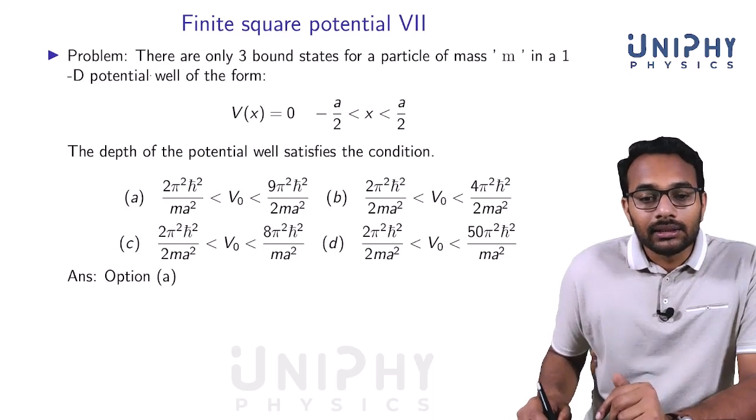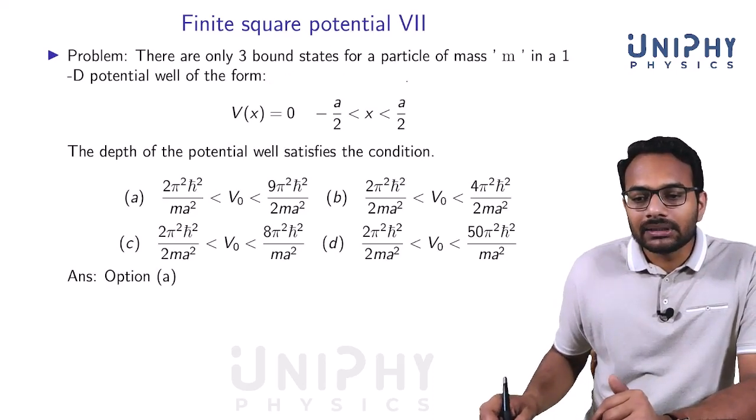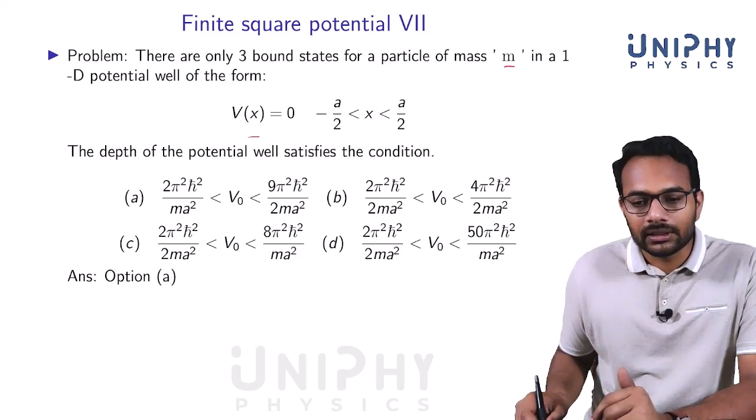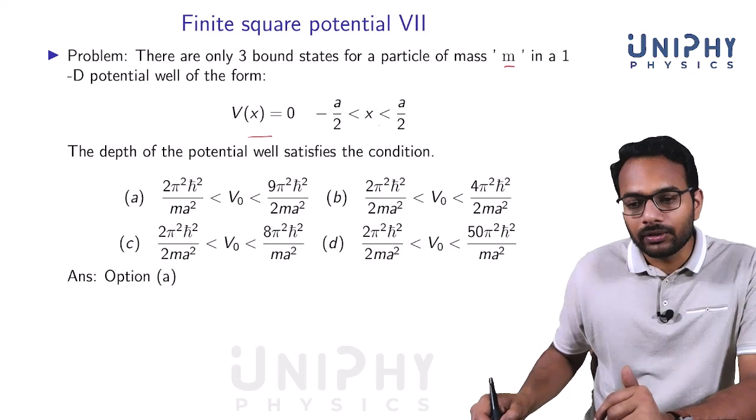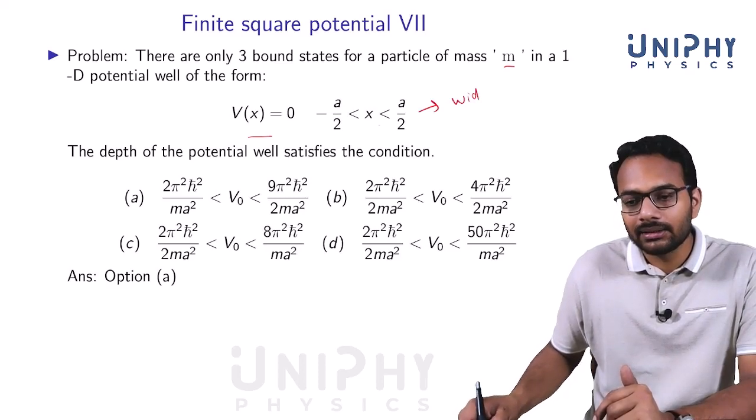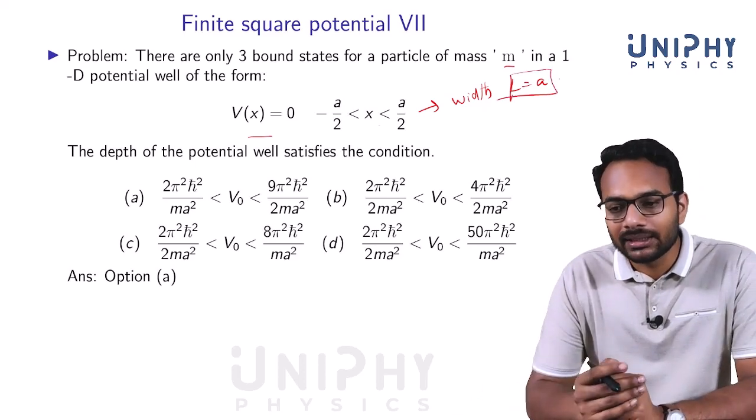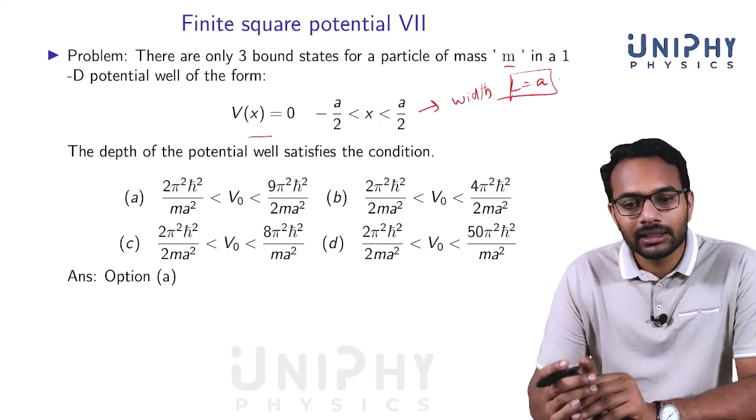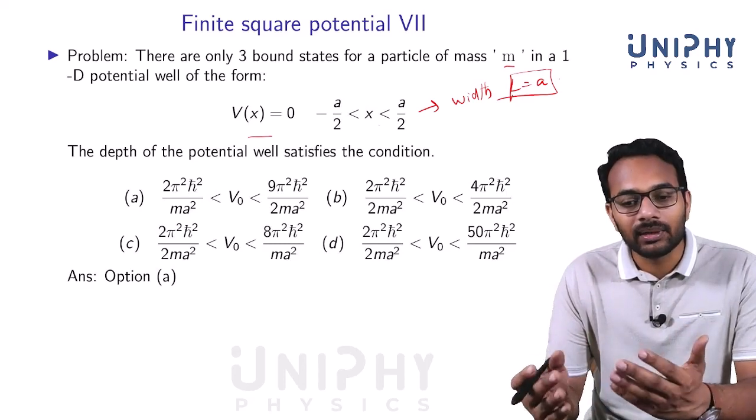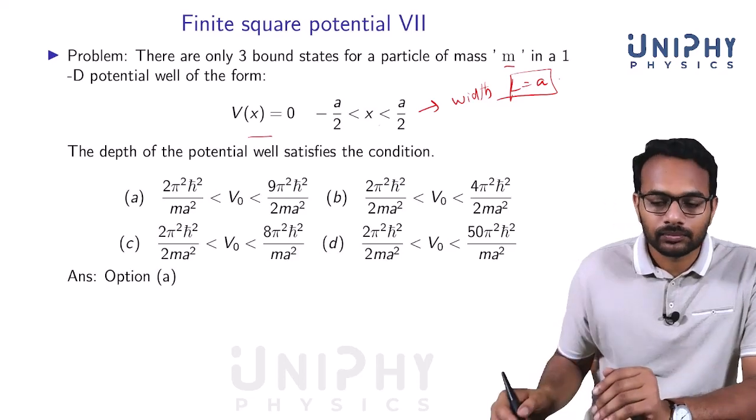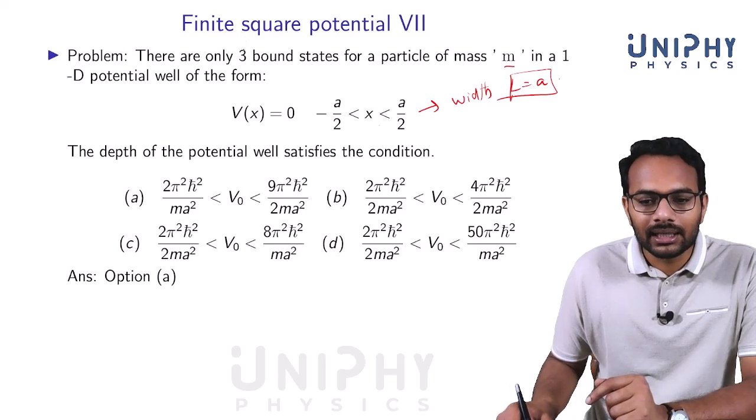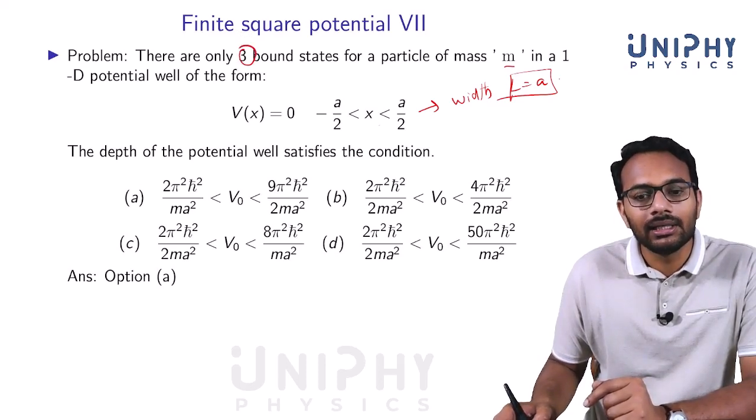All right, there's another problem here. There are only 3 bound states for a particle of mass m in a one-dimensional potential well of the form V of x equal to 0 between minus a by 2 and a by 2. So here again the width L is equal to a. Let's remember that the width L is equal to a. The depth of the potential well satisfies the condition. What's the condition satisfied by the depth of the potential well? That's easy. It's given that there are only 3 bound states.